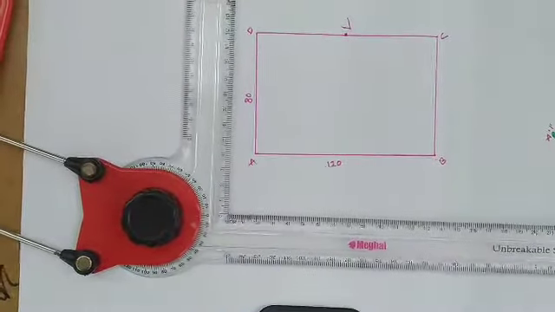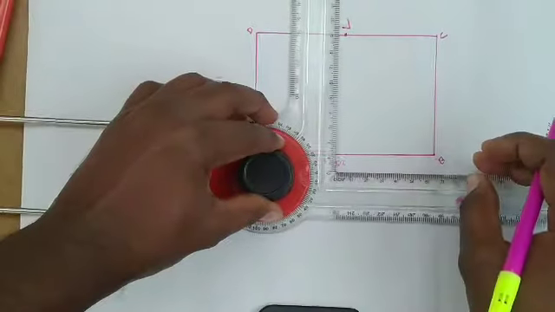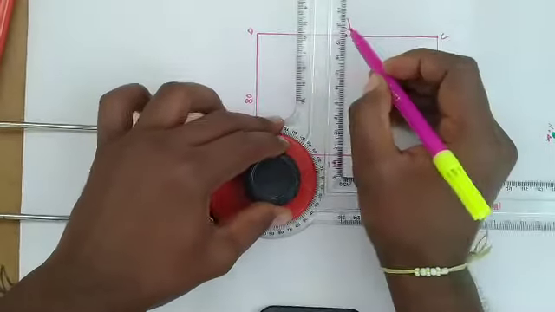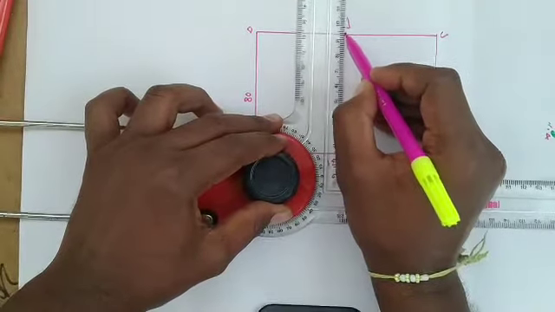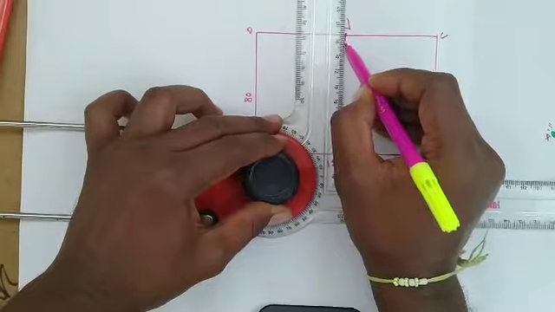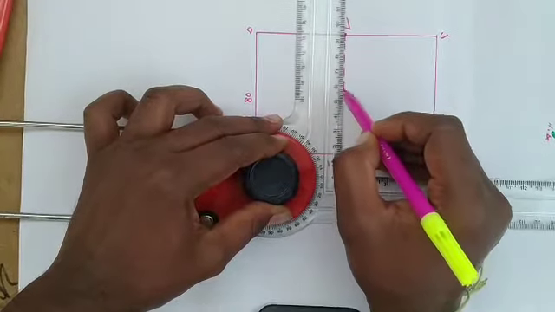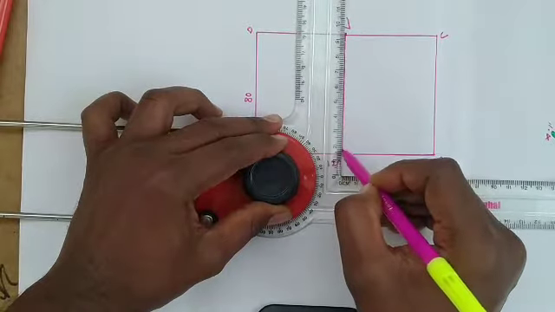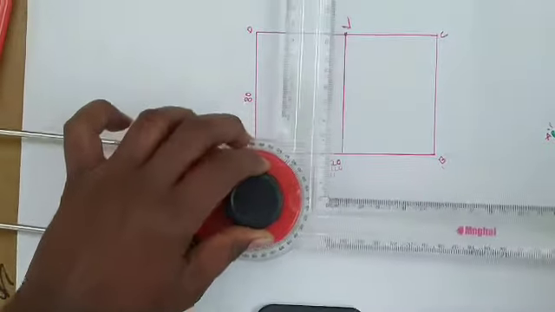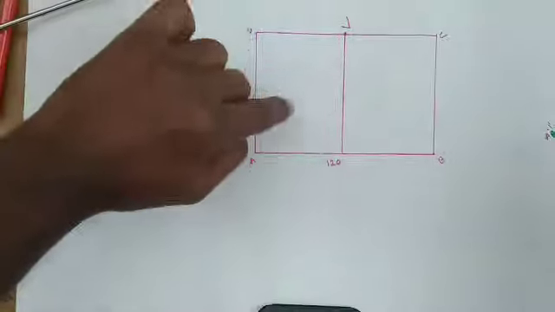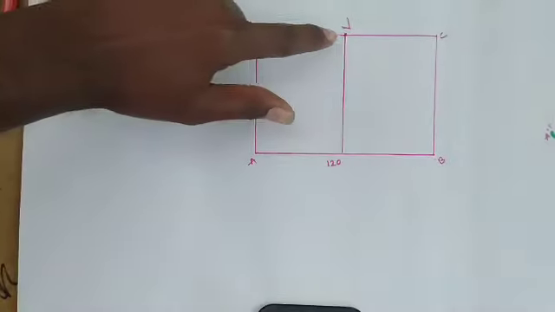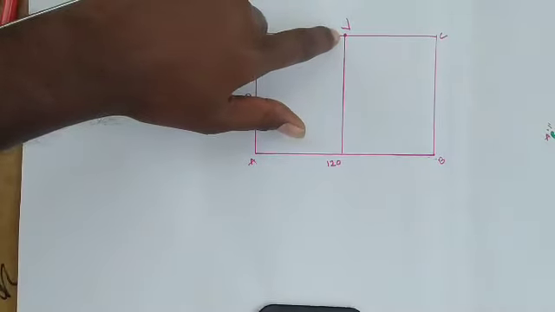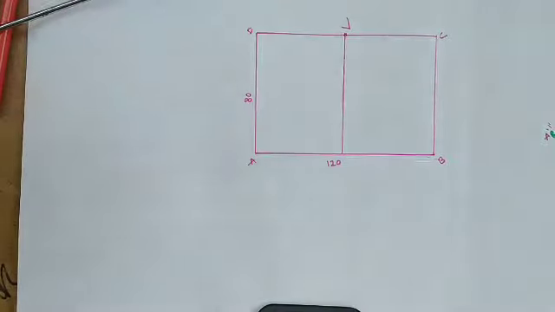Next, draw an imaginary line from the vertex point from the downward side. You have to divide this rectangle into two equal parts. This is the first part and this is the second part. The vertex point lies at the top point of the rectangle.